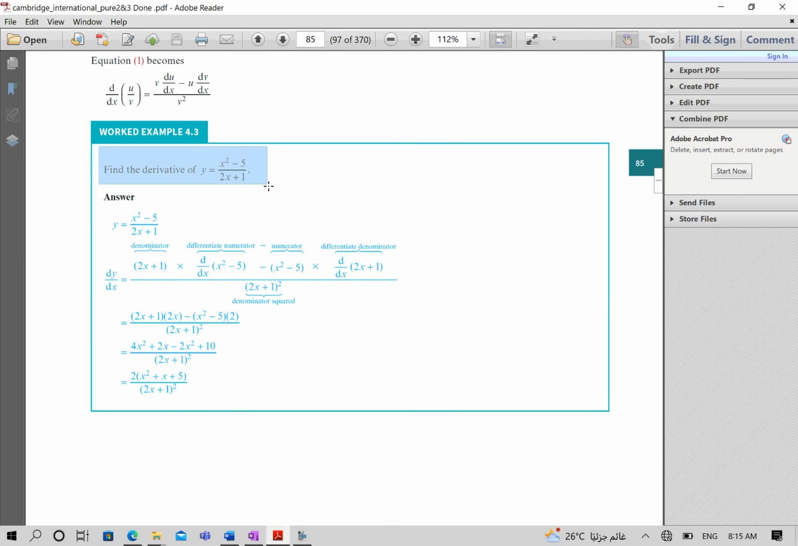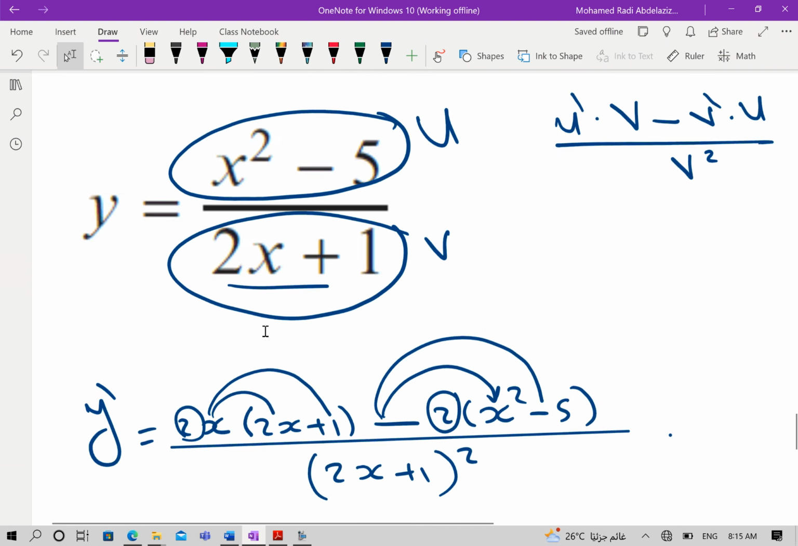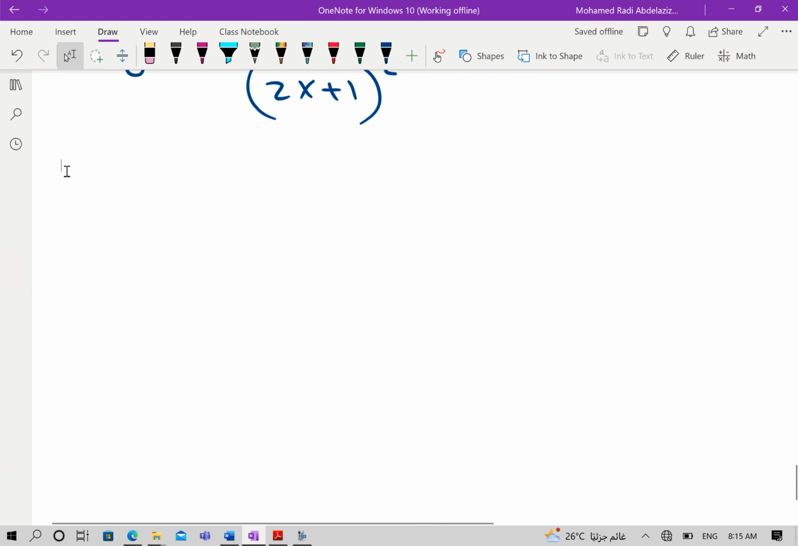I will give you 2 minutes. Please find the derivative of this function. Now let's see, I will change the function.